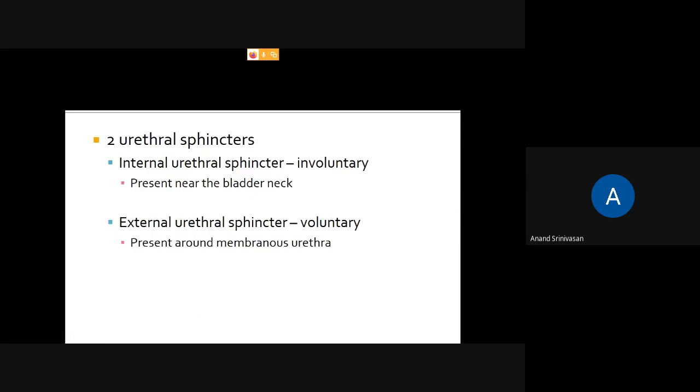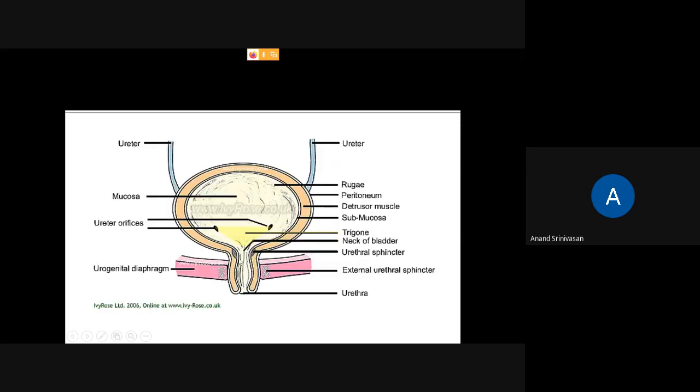All right. As I said before in my previous class, there are two sphincters. One is the internal urethral sphincter and the other one is the external urethral sphincter. The internal urethral sphincter is involuntary, which is not under our voluntary control, whereas the external urethral sphincter is under our voluntary control. Where is this internal urethral sphincter? It is located near the bladder neck, at the end near the internal urethral meatus.